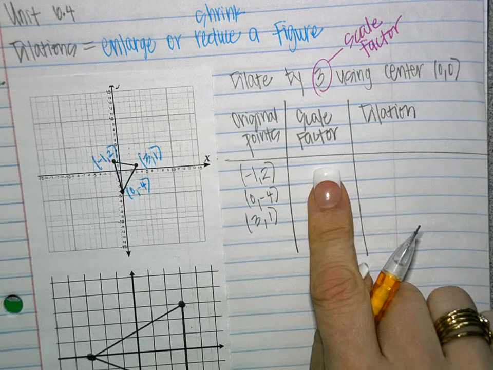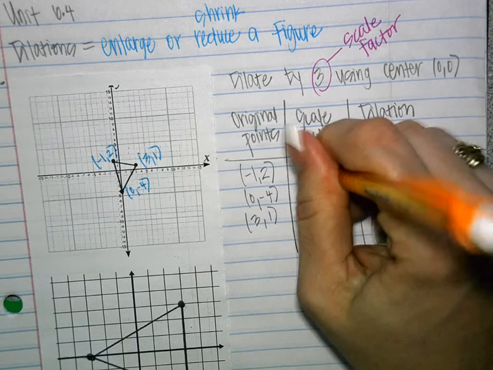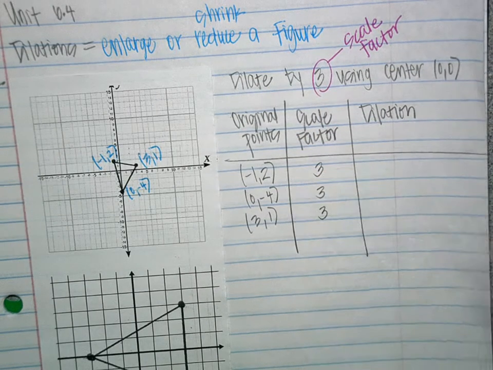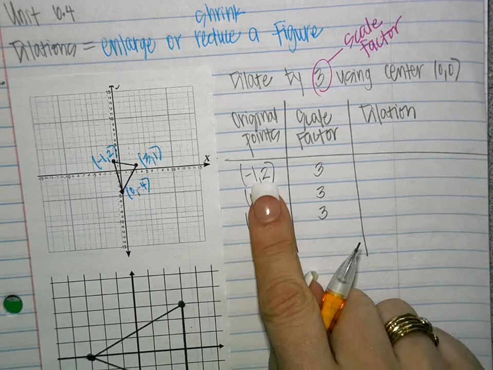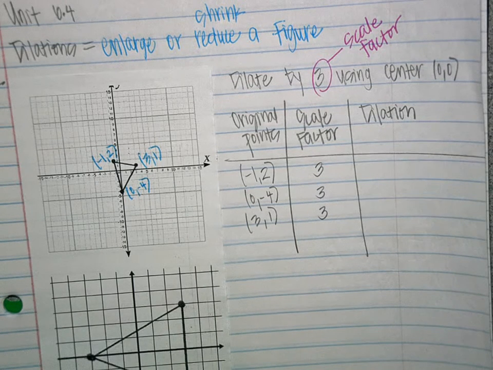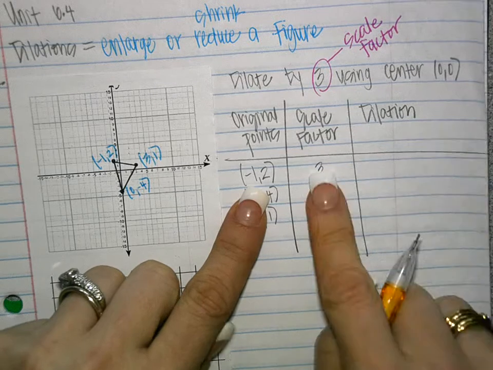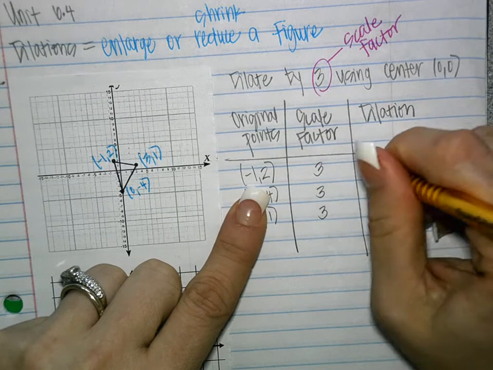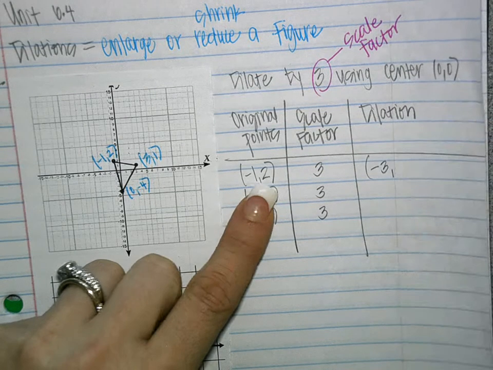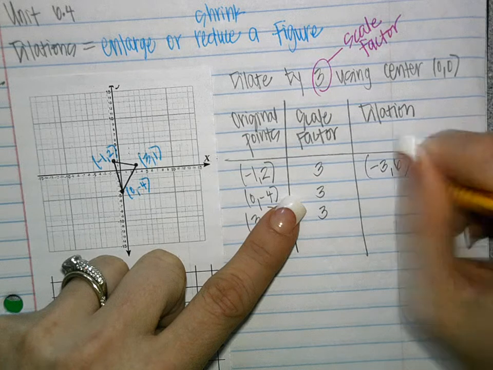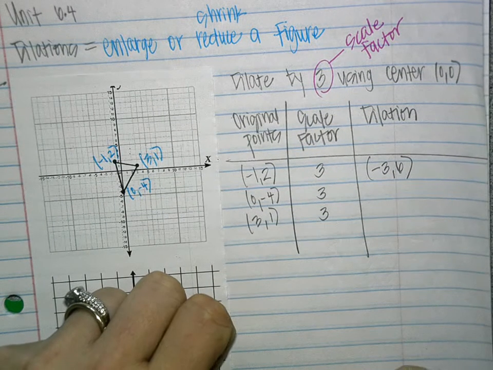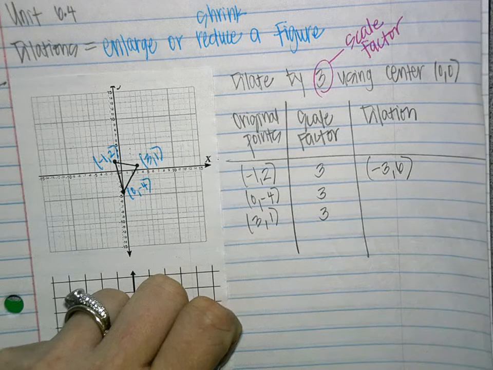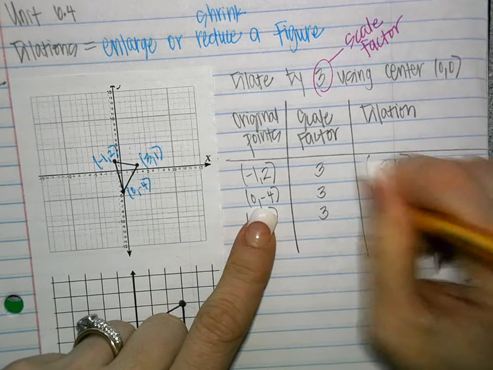Then our scale factor here was 3. So we have a scale factor of 3 for all of these. Basically, all you have to do is take each part of the point and multiply it by the scale factor. So -1 times 3 gives you an x coordinate of -3, comma, 2 times 3 is 6. So you're going to multiply each part of the point, the x part and the y part, by the scale factor. So what would your next point be after its dilation?